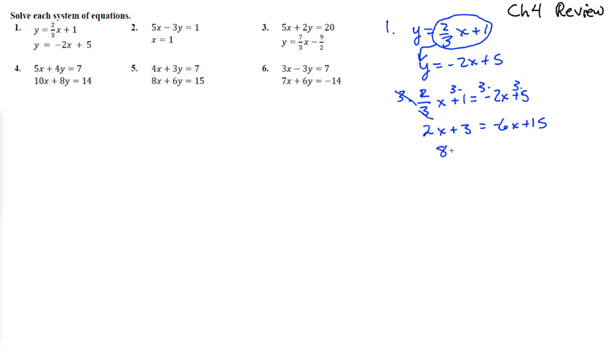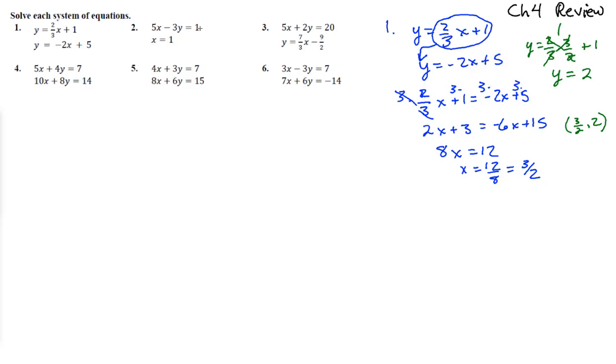Add 6x over here, I get 8x. Subtract the 3 over there, I get 12. And I get x equals 12 eighths, which, if we divide by 4 and 4, is 3 halves. So if I stick x as 3 halves back up in there, I get y equals 2/3 times 3 halves plus 1. That is 1 plus 1, y equals 2. So our point is 3 halves, 2. Excellent. Next problem, number 2.